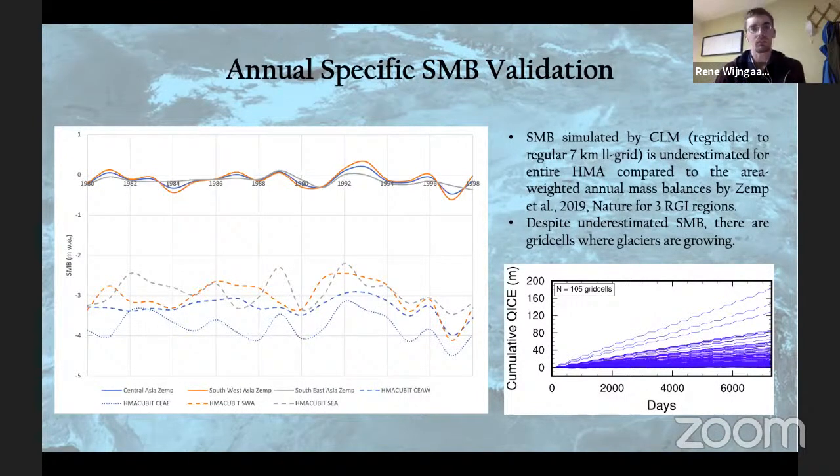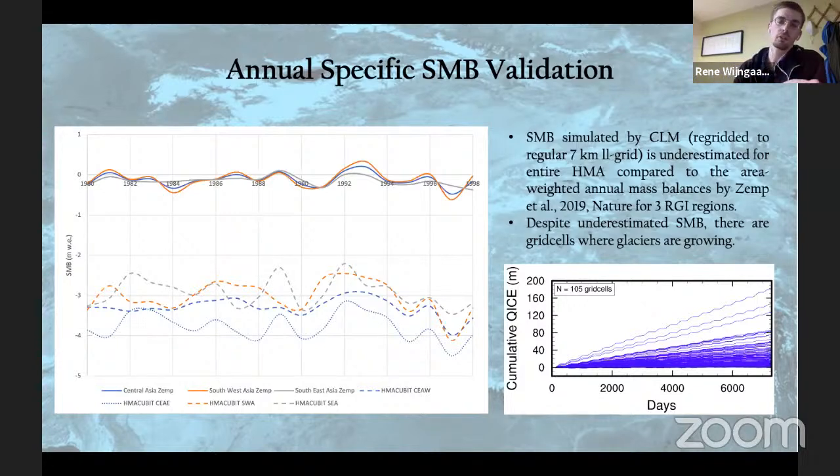But yeah, then if I compare it with so-called area-weighted annual mass balance, which are observation-based by Zemp et al., for the 3 Randolph Glacier Inventory regions, then I found out that the surface mass balance in the model is really underestimated.